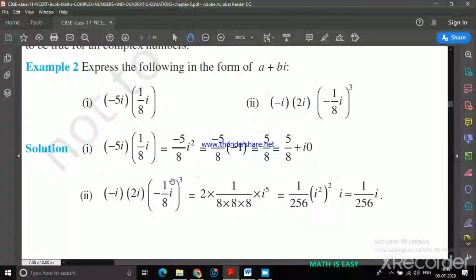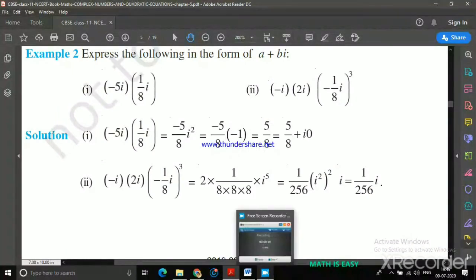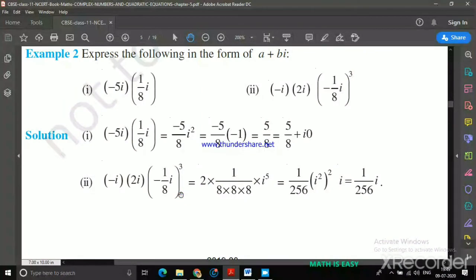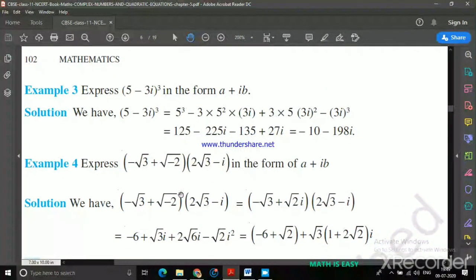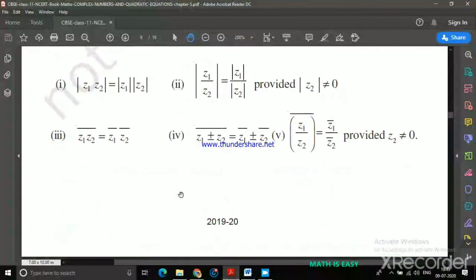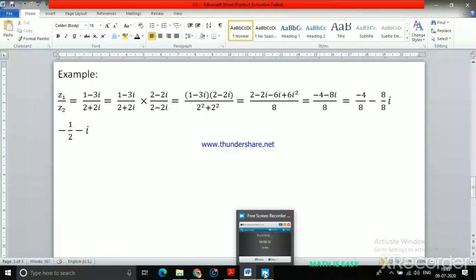Then you have plenty of examples. These examples we will discuss in the next class. Or if you are able to solve them, no problem, we can solve them. Is that clear? So in today's class, we discussed all the introduction parts and basic arithmetic operations on two complex numbers.